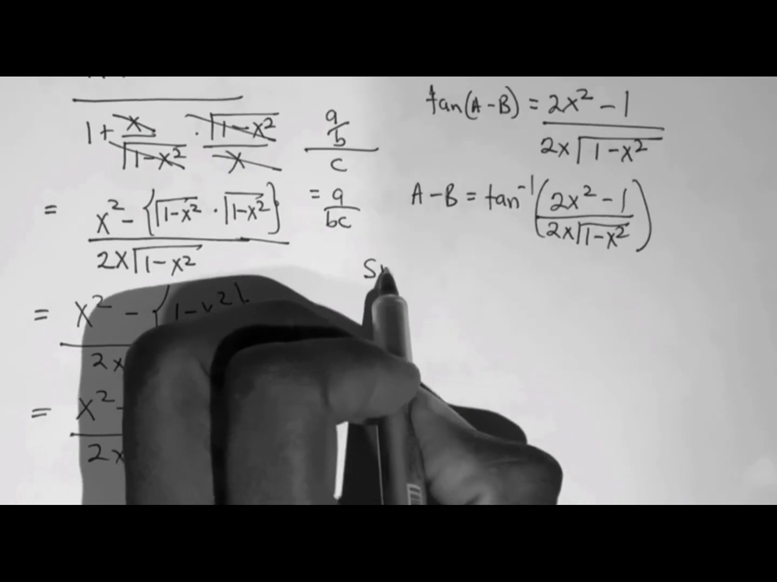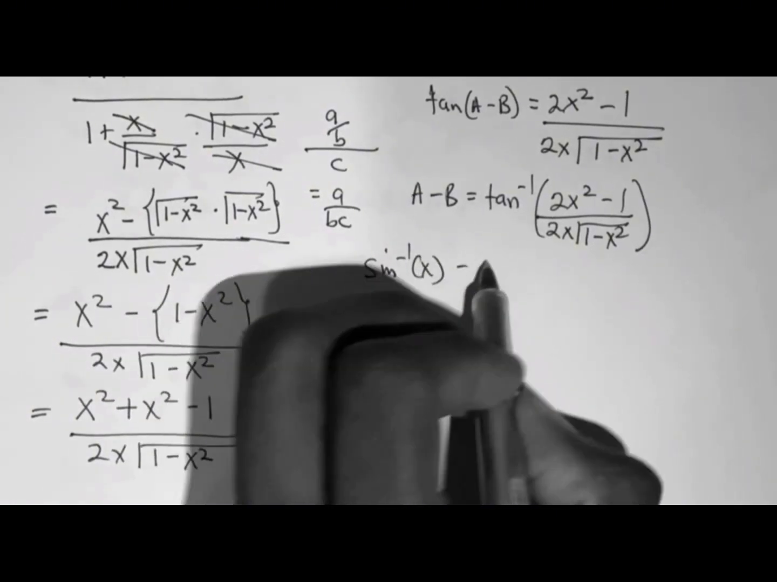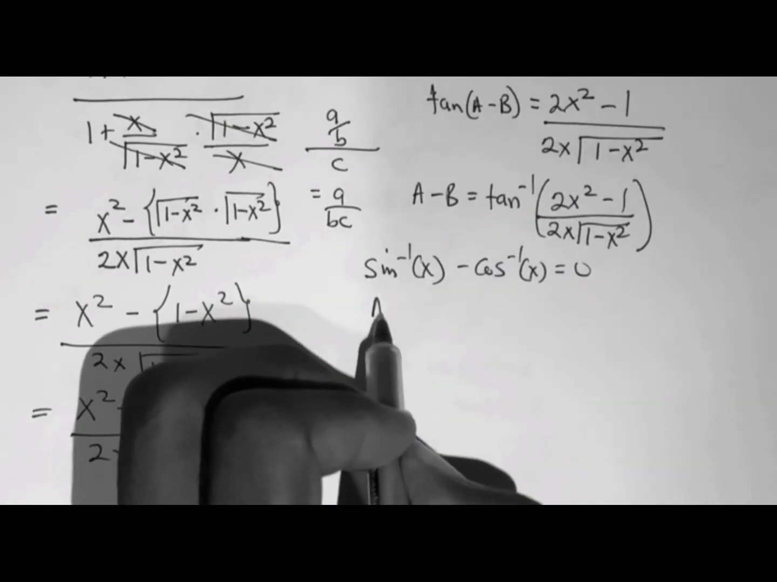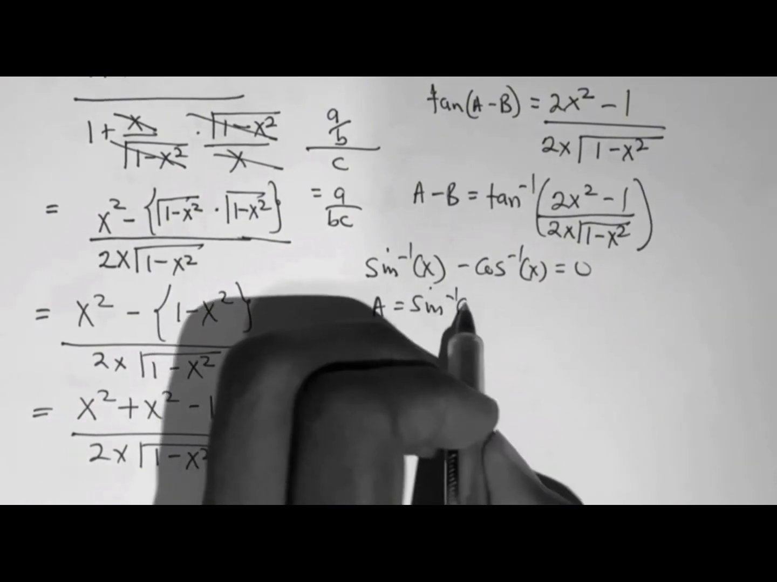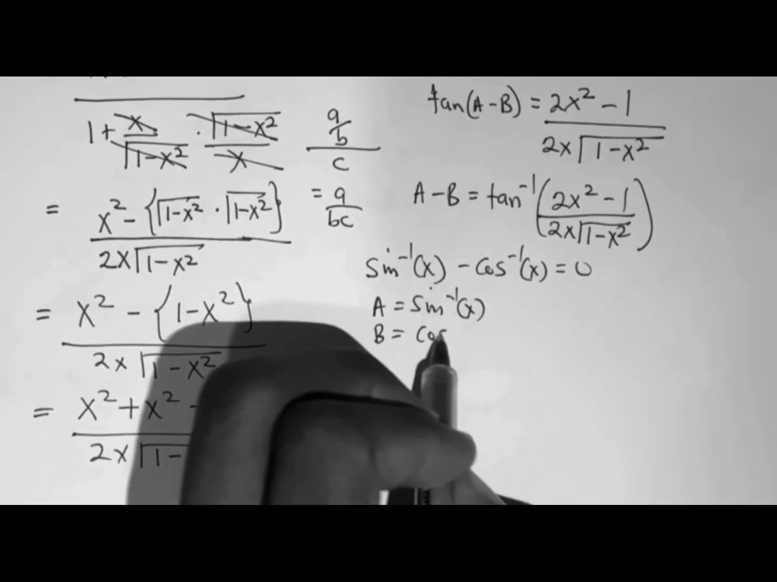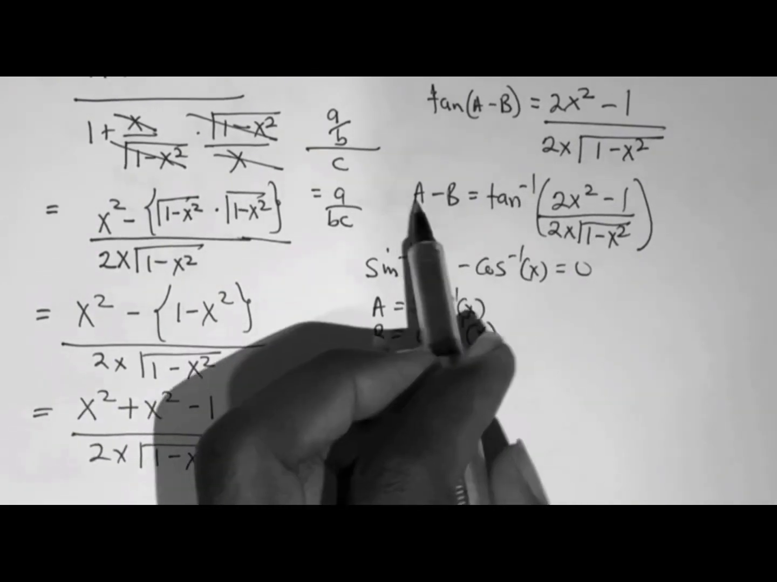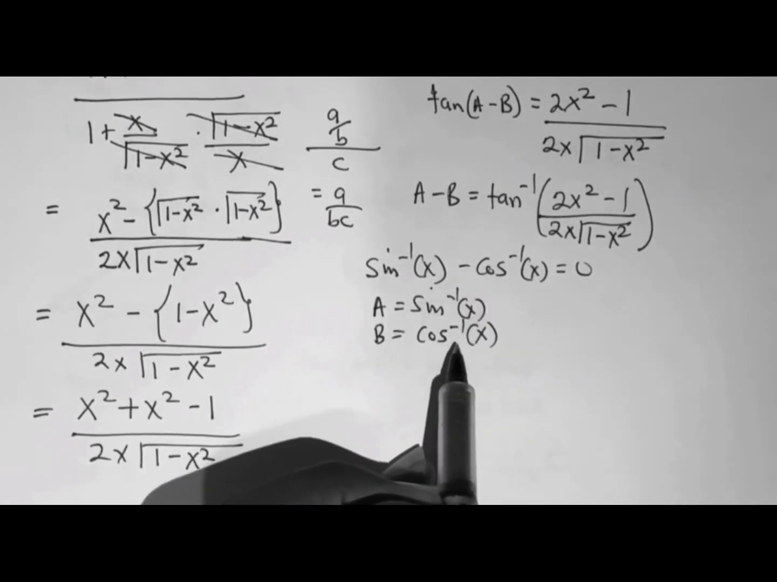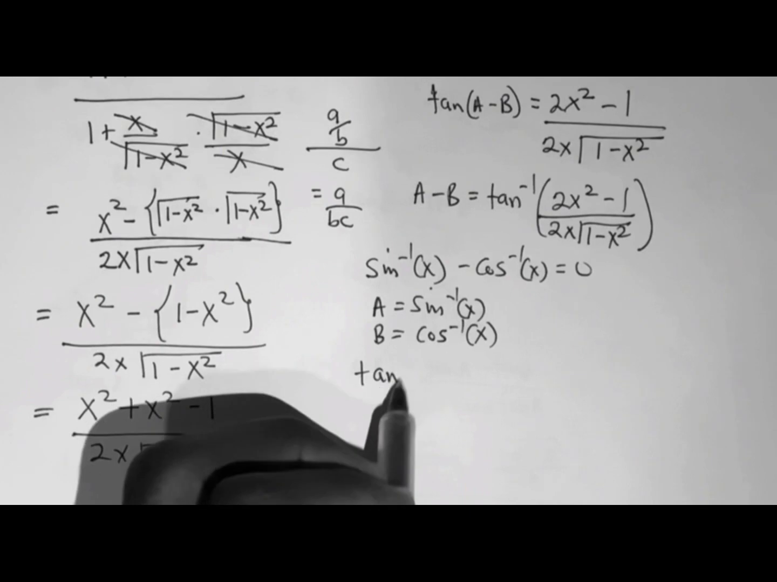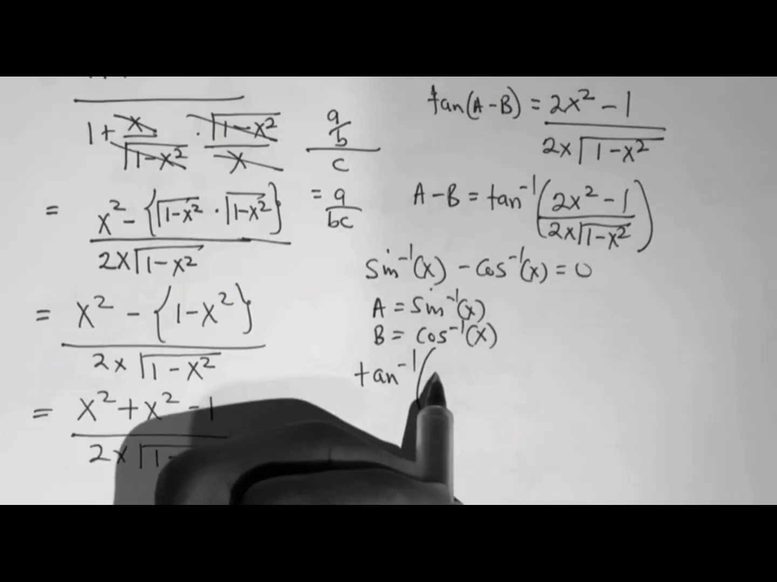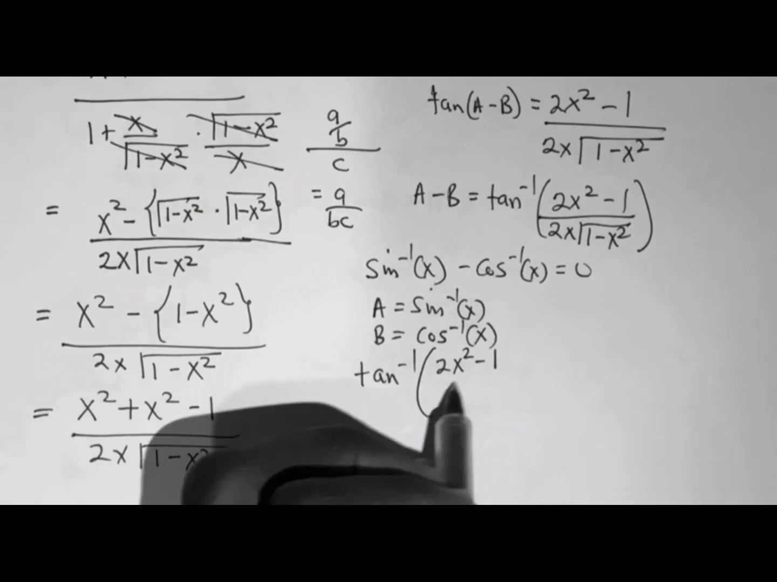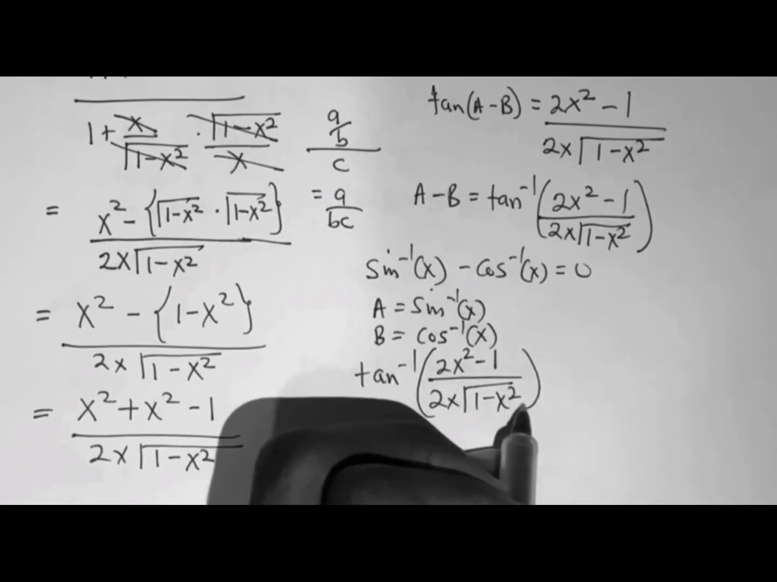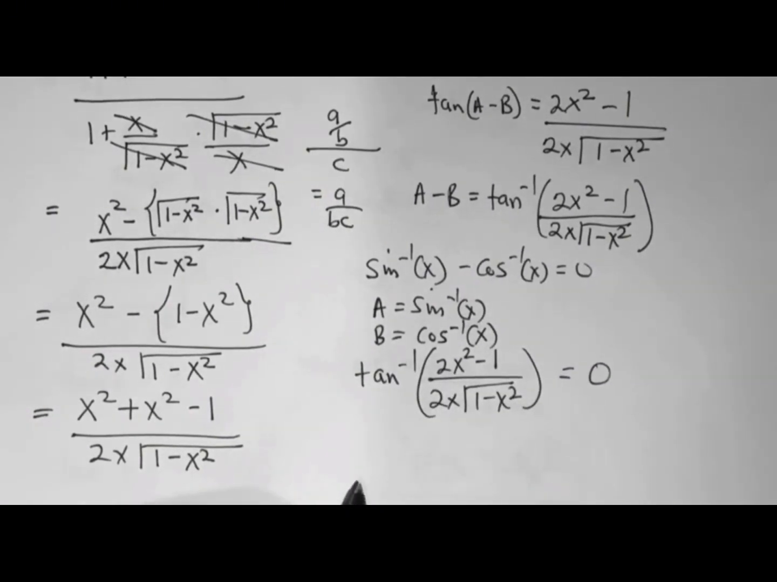Now, remember that we said that sine inverse of x minus cos inverse of x is equal to 0. And then we said that A is equal to sine inverse of x, and B is equal to cos inverse of x. So it implies that sine inverse of x minus cos inverse of x is A minus B. So therefore, tan inverse of (2x squared minus 1) divided by (2x times root of 1 minus x squared) is equal to 0.